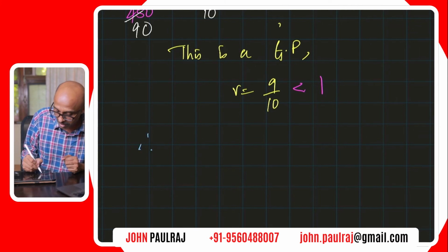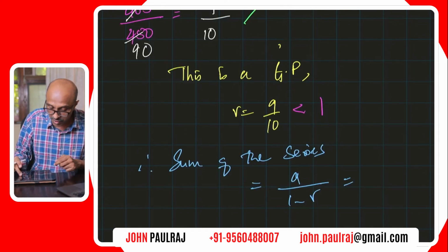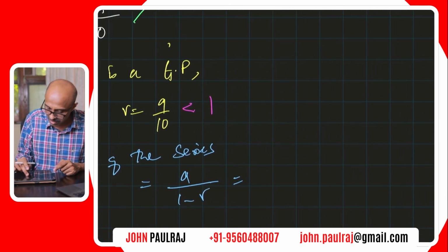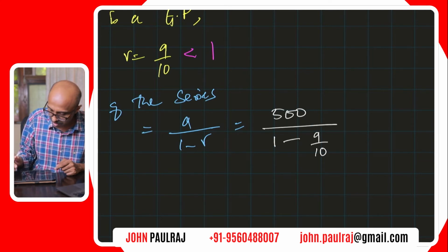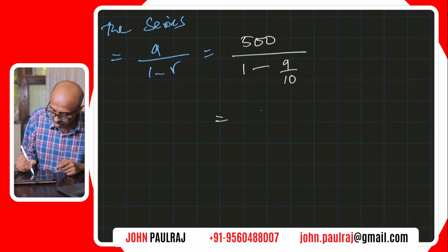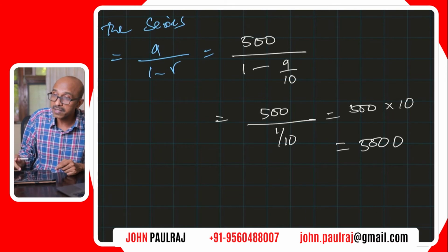Therefore, the sum of the series is a over 1 minus r. a is the first term. The first term is 500. So just put that value there. That's 500 over 1 minus r, and r is 9/10. Let's just simplify that. We keep that as 500. This is going to be equal to 10 minus 9 is 1, by 10. This is going to be equal to 500 times 10, which is 5,000. Can you see my work?